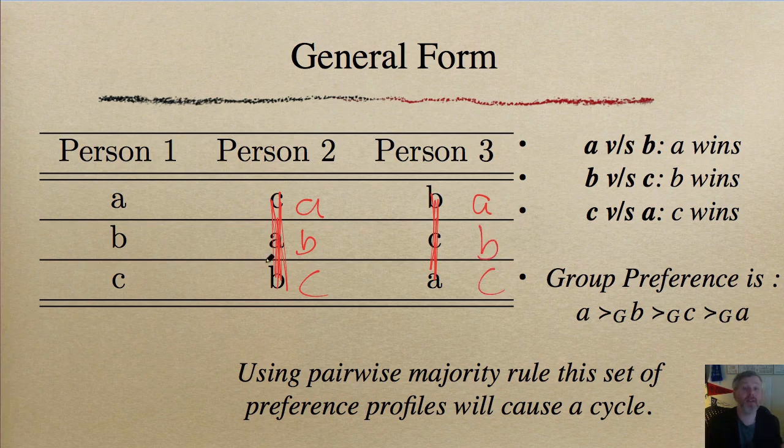Here they all have the same preference profile, and if I run this tournament, we're going to find that A is always going to win. It's always going to be the group's choice, and their overall group preference will not cycle. So the question we're asking in this screencast is, how likely is it that we will get a cycle?